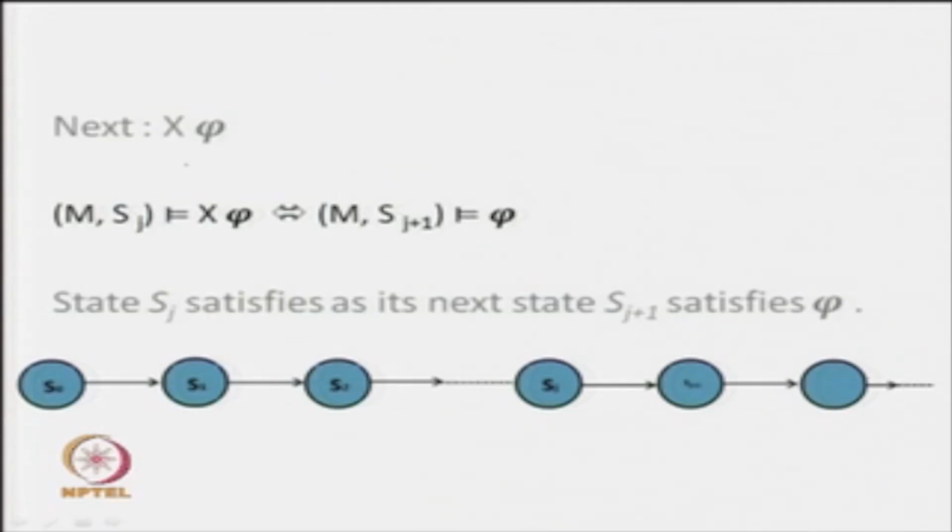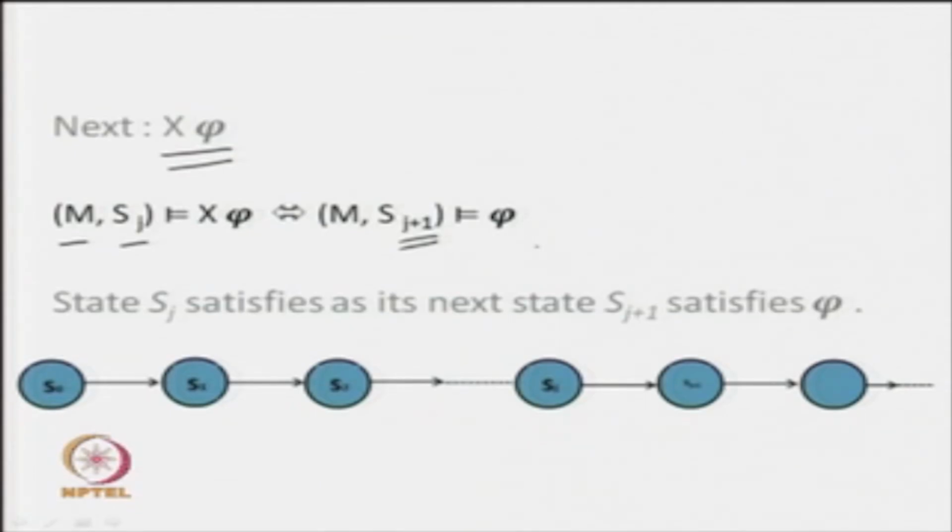So, this is the operator next. The temporal formula X phi says that next phi. What is the internal meaning, how are we going to define the meaning of this particular formula? In a model M, in state S j, it models X phi provided in the very next state, S j plus 1, phi holds. So, if in a particular state phi holds, then in the previous state we are going to say that next phi holds.